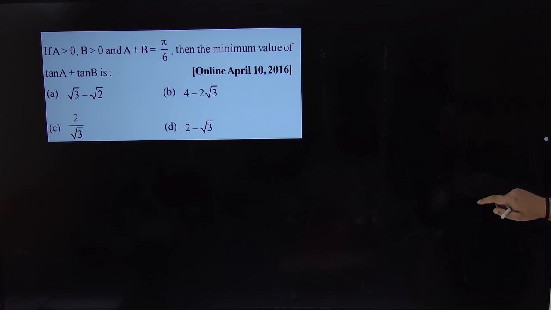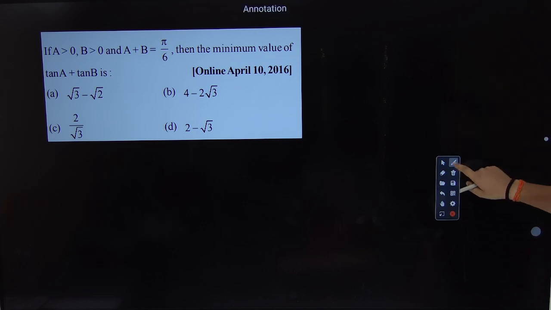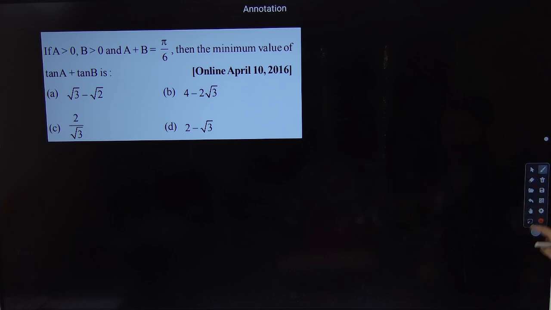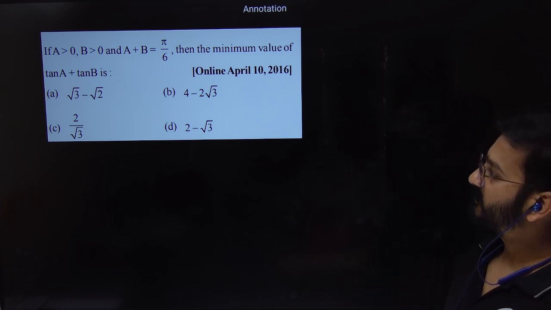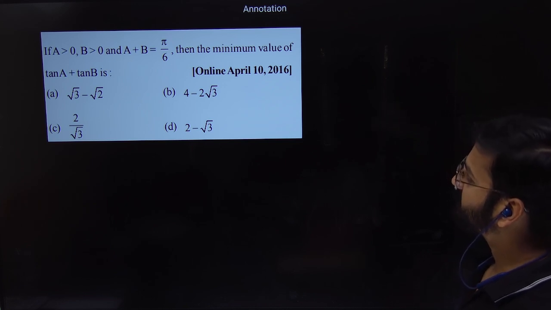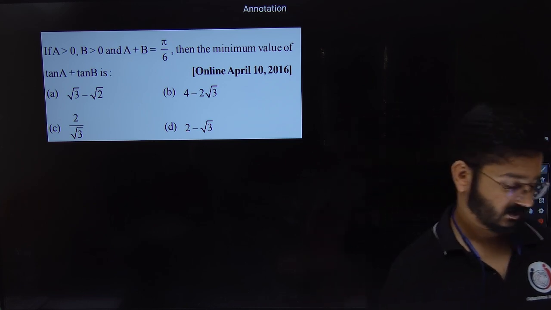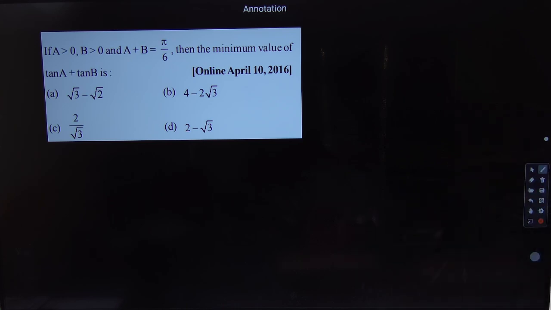Quickly. So we need to find the minimum value of tan A plus tan B. A and B both are positive angles, A plus B is pi by 6. Find the minimum value of tan A plus tan B. So use the identity of tan of A plus B.